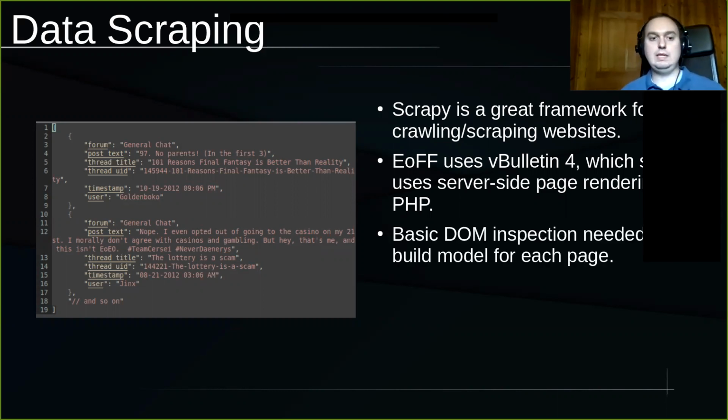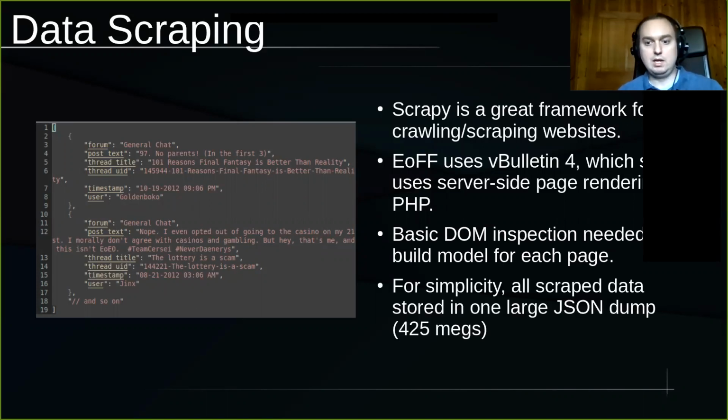So to get the bits out that I was interested in, I just had to do a basic DOM inspection. Pull up the inspector, go through, see, okay, the post is in this HTML tag with this label or whatever, and then pull it out and put it into a little object. And I just had the Scrapy tool dump all of this into a giant JSON file. It ended up being 425 megs, so it's a bit of a beast to deal with, but it didn't have to be anything fancy. You can see on the left-hand side an example of what the JSON objects look like. It just pulls out the high-level information that I needed for this.